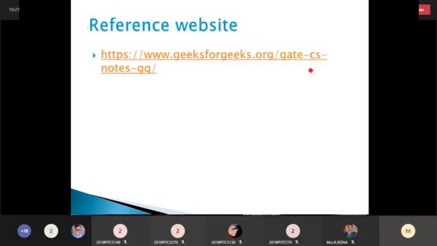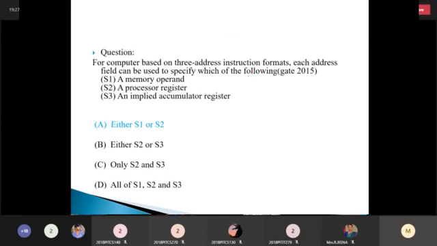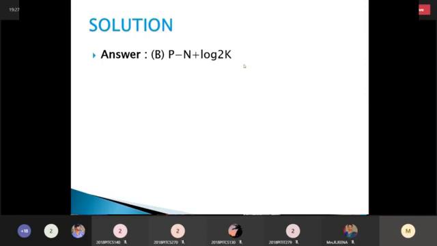So like this, we have many sets of questions. We have many websites, like GeeksforGeeks, where we can see these types of questions also. Prepare well, which is very important.